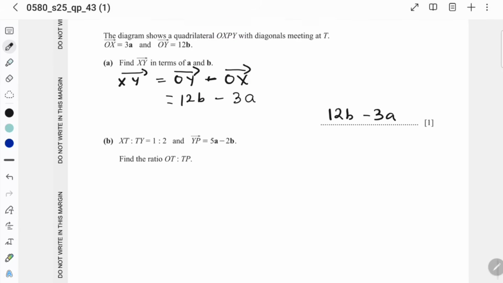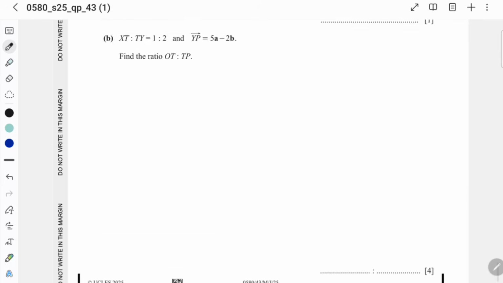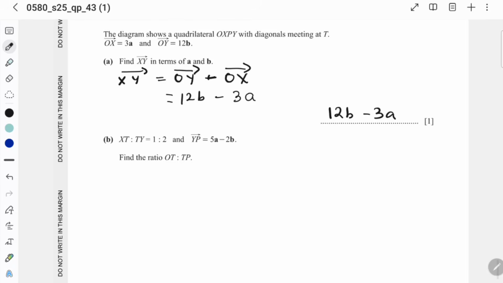The next part is XT to TY is 1 to 2, and YP is 5a minus 2b. Find the ratio of OT to TP. So remember, we have to find OT and TP and then find the ratio. Okay, so here XY equals minus 3a plus 12b.